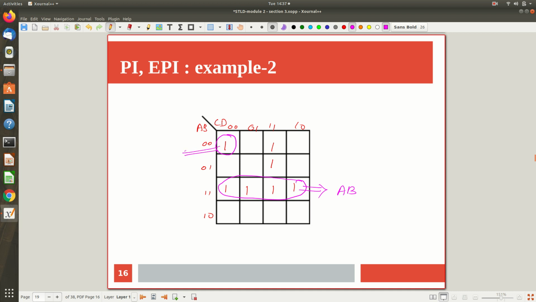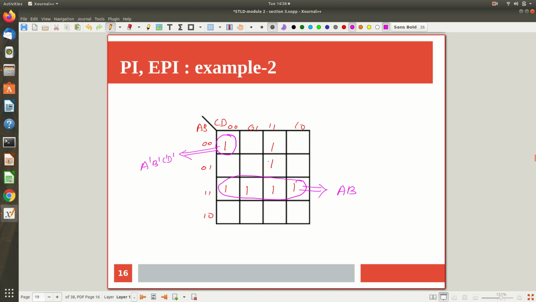So this alone will exist as a term in the final minimal expression because you can't eliminate any of the variables from it. This is something like A dash, B dash, C dash, D dash. It should be there in the final expression because you can't make it a bigger group by adding any other one. It's not possible by folding in any other way.